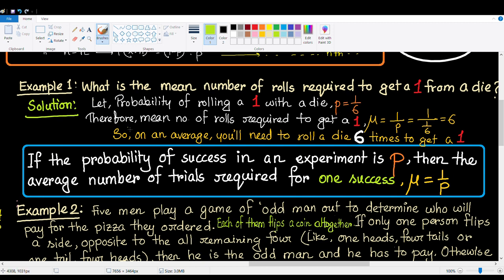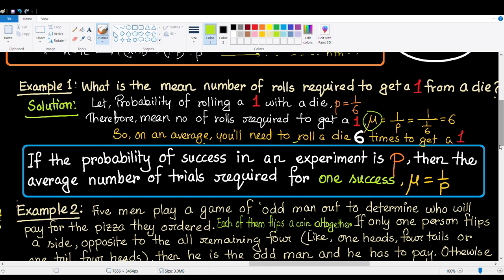We know that. Therefore, the mean number of rolls required to get a 1, which is denoted by mu here, equals 1 by P by our formula, and we just explained it in a different manner. So it equals 1 by 6, which is 6. That means on average, you will need to roll a die 6 times to get a 1, right?